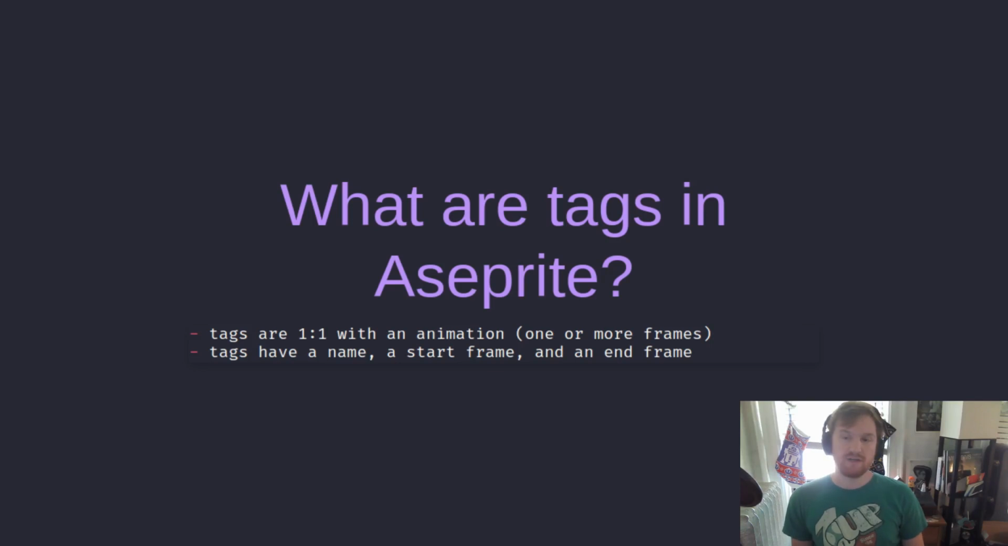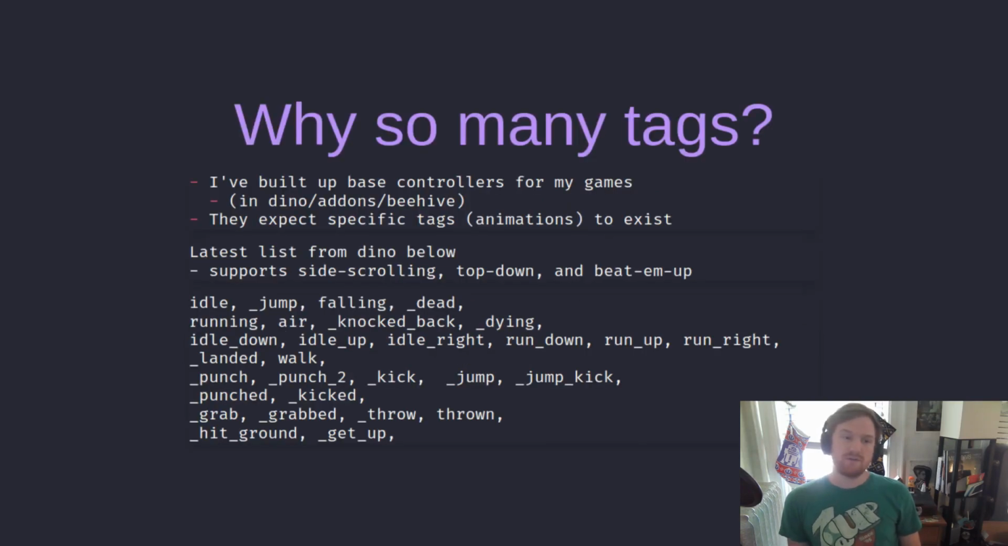If you're not familiar with Aseprite, you might be wondering what a tag is. A tag is really just an animation, so it refers to a name, a start frame, and an end frame. While working on Dino, I built up controllers that expect certain animations to exist. Now these controllers provide APIs for working with side-scrolling, top-down, and beat-em-up games.